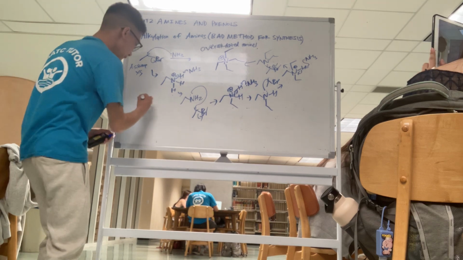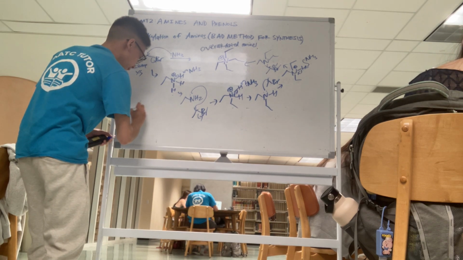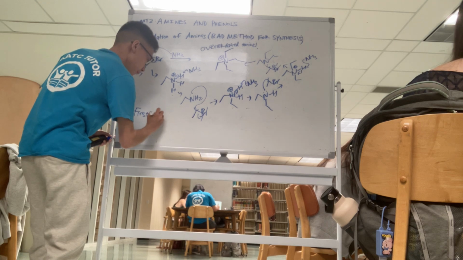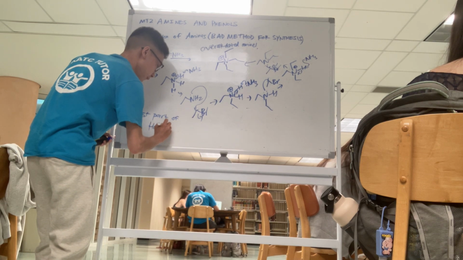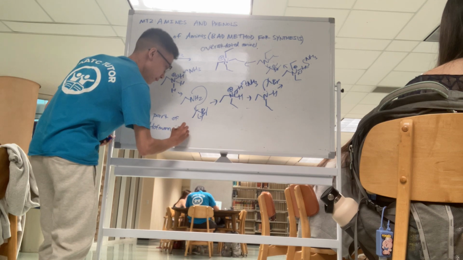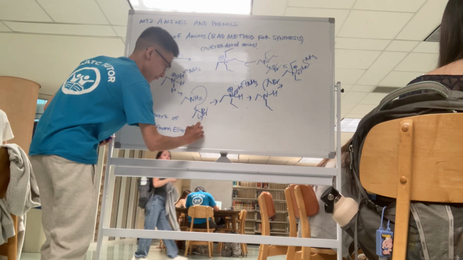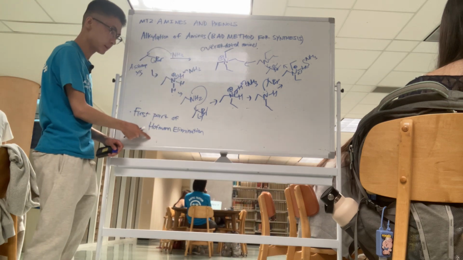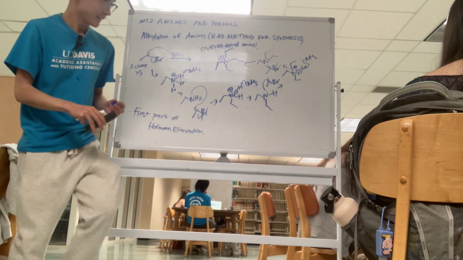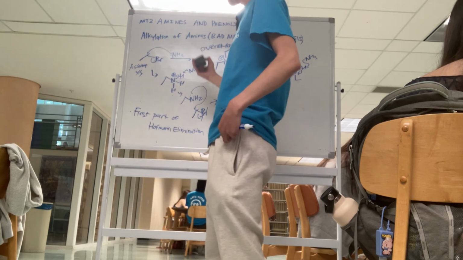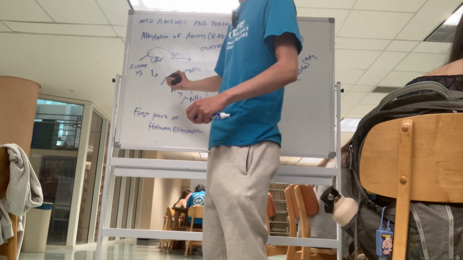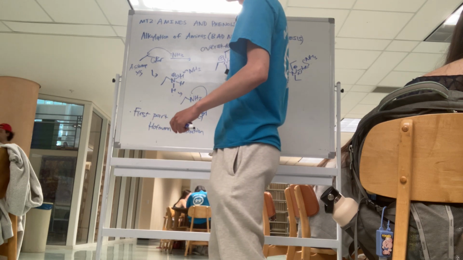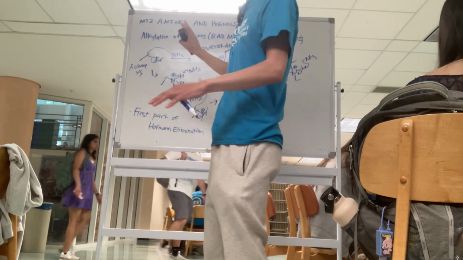And then this right here is gonna be the first part of the Hoffman elimination mechanism. And we're going to get to that later. But this whole thing here is the first part of the Hoffman elimination reaction. And this could be an explanation question, like why this method is not preferred to do amination. It's because it will over-alkylate into the quaternary amine, which we don't want.